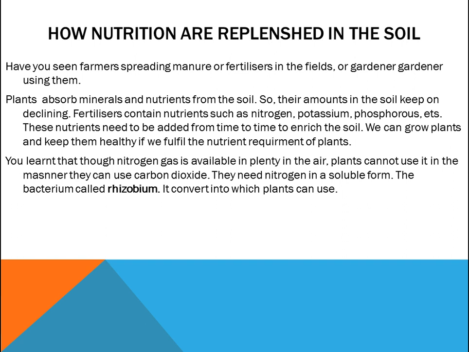You learned that though nitrogen gas is available in plenty in the air, you know that 75% of the air is nitrogen, plants cannot use it in the direct manner. Plants cannot use nitrogen directly, and they need nitrogen in a soluble form. So the bacterium called rhizobium, which is present in soil, converts it into a form which plants can use.